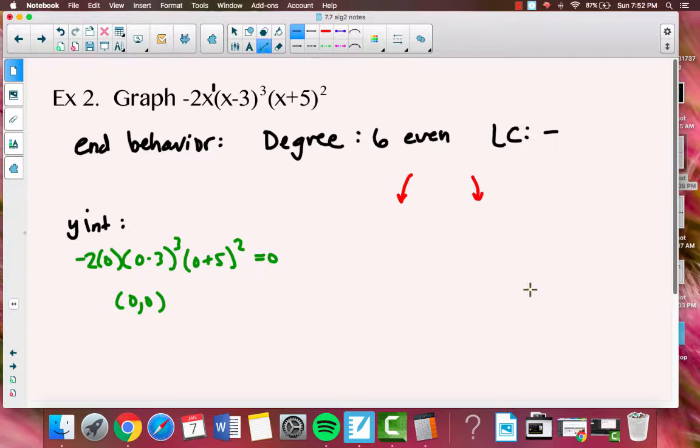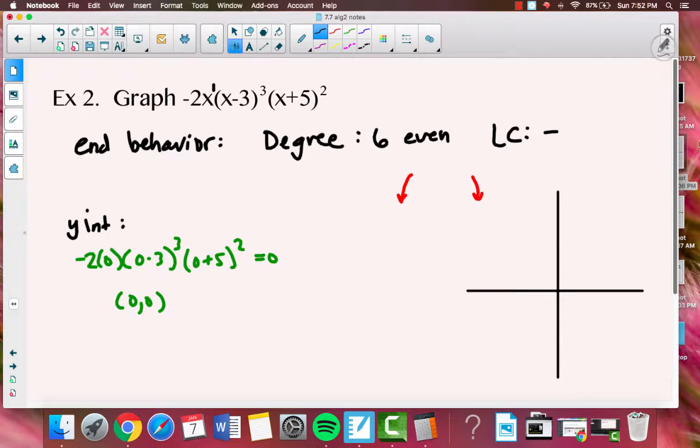And I'm going to go ahead and plot this just so we have it started. So we know we're going to have a point at (0, 0). I'm going to plot that in green. We know our end behavior is going to go down, so hopefully at the end both sides of our graph are pointing down. And now we need to find the zeros of the graph.